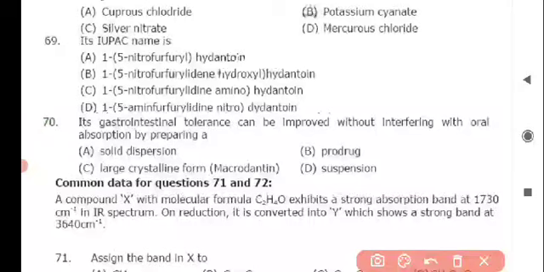Next question is, its gastrointestinal tolerance can be improved without interfering with oral absorption by preparing a, option C is correct, by preparing a large crystalline form, Macrodantin.